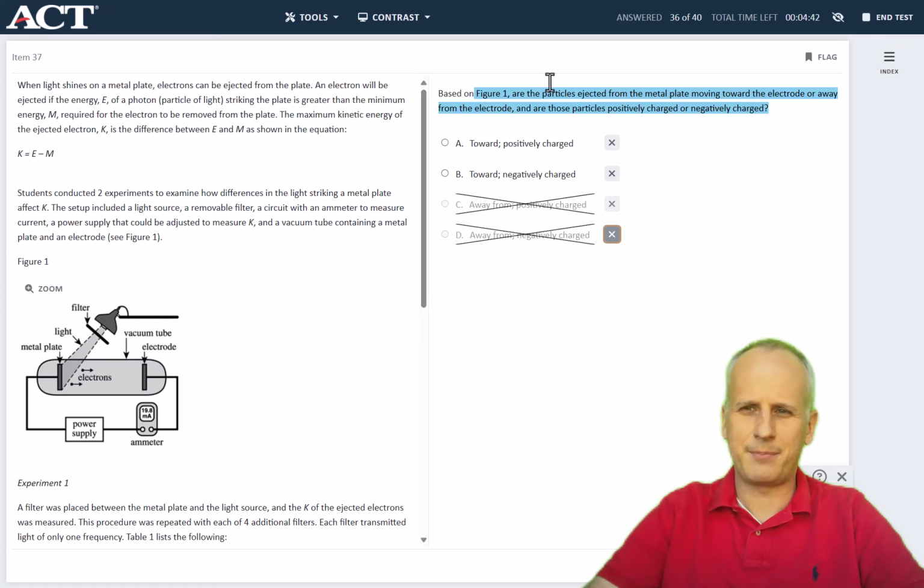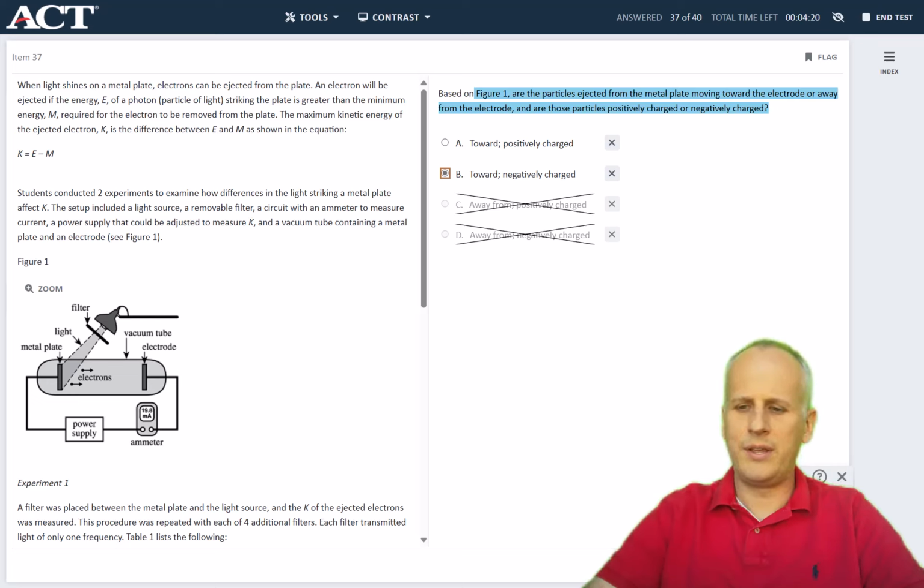But again, coming back to this problem where we're being asked about whether the particles are moving toward the electrode or away from the electrode, well, it's moving toward the electrode. And of course, an electron is a negatively charged ion. So that's going to be the correct answer because we know electrons are negatively charged.